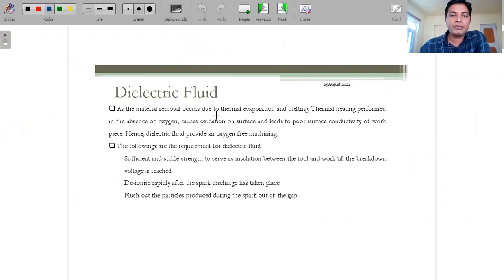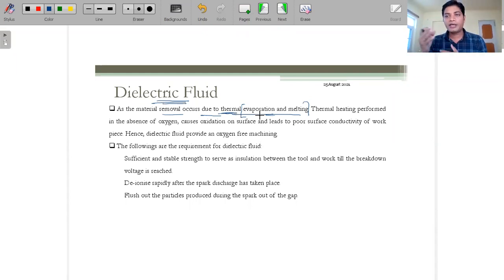So here I'm just taking some of the points related to the dielectric fluid as well as the electrode material, the tool material we can say. If we are talking about the dielectric fluid, the material removal occurs due to thermal evaporation and melting. Guys, that's why I mentioned thermal evaporation, because the complete kinetic energy is converted into thermal energy, and in other words we can say vaporization as well. So, evaporation or melting. Please keep this in mind.